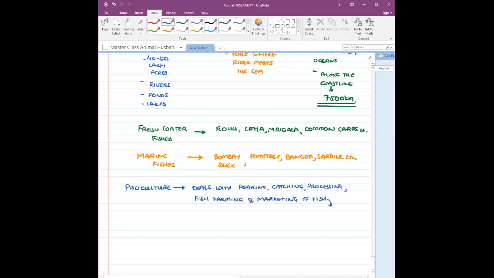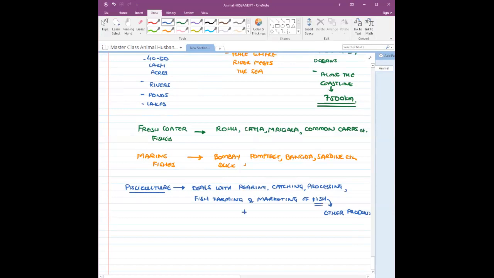Along with fish, we are also going to have other products, meaning some byproducts of fish that we get. For example, we have isinglass, or fish glue, or fish bones. And this fish farming or pisciculture or fisheries is not restricted only to fishes.